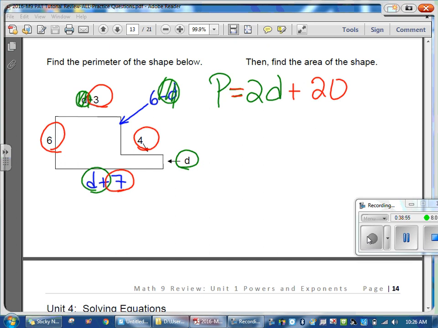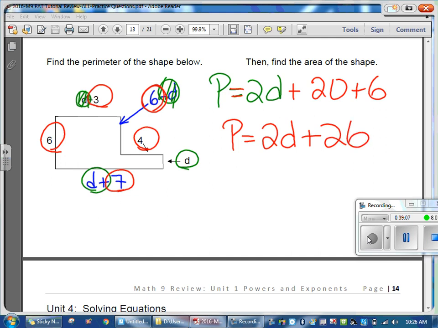So it's a good idea, just like I did there, circle all of them or highlight them, and you might still forget something. I just did. So make sure you check your work, okay? All right. That's my perimeter.